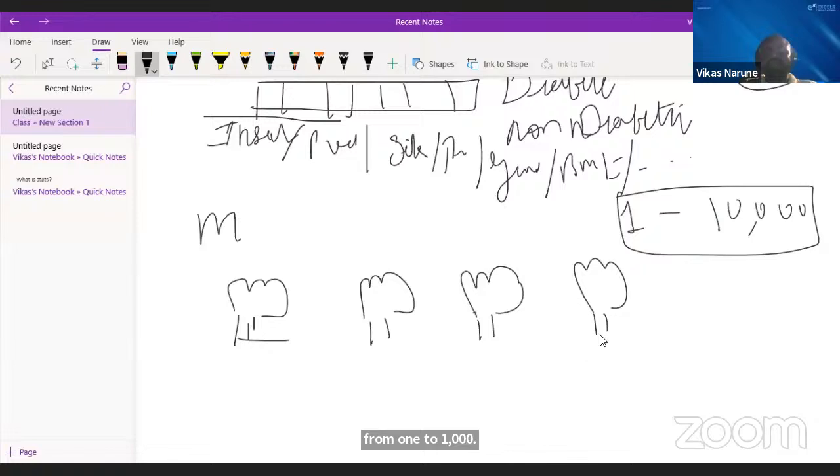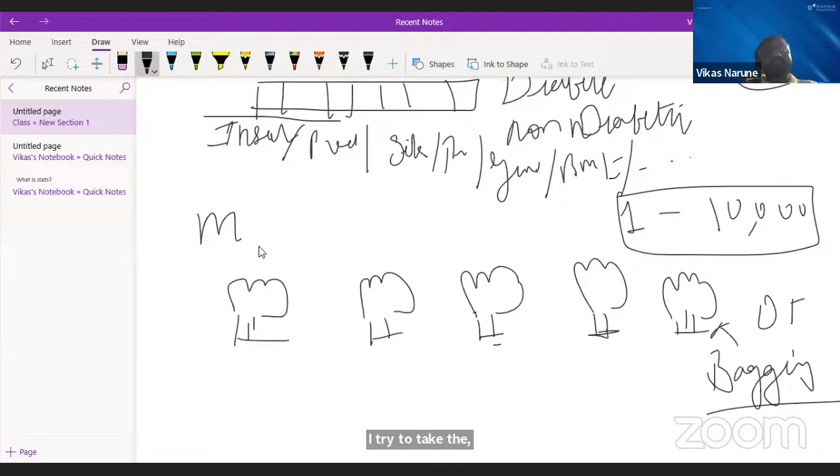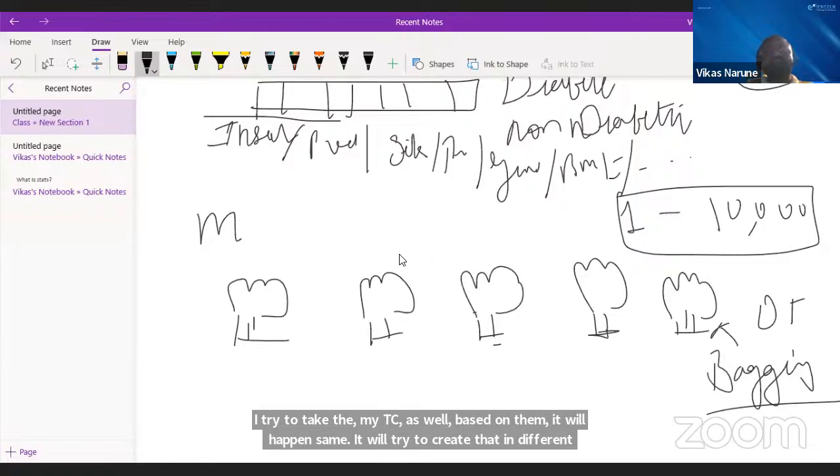We don't know actually. It is up to you how many decision trees you want. In bagging also, if I take my decision tree as my base algorithm in the bagging ensemble method, the same will happen. It will create different trees. Now, what is the difference between random forest and bagging, and what makes random forest very special?